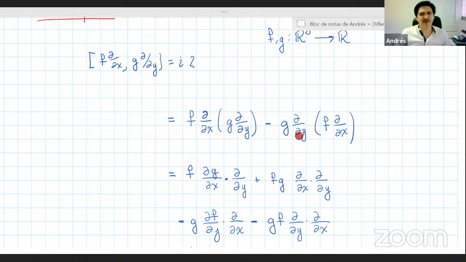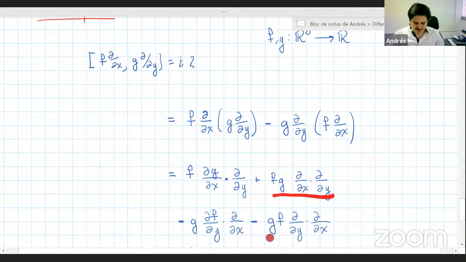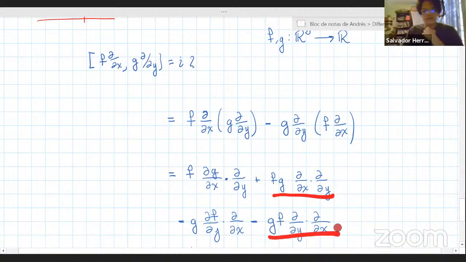What can you say about it, Salvador? Maybe we can change the order of the partials. Right, exactly. Of these two, right? Yep.